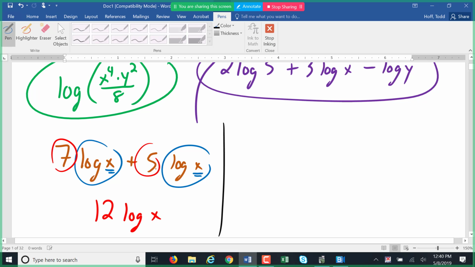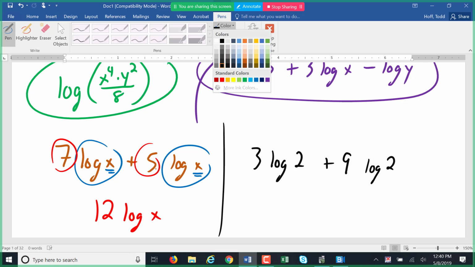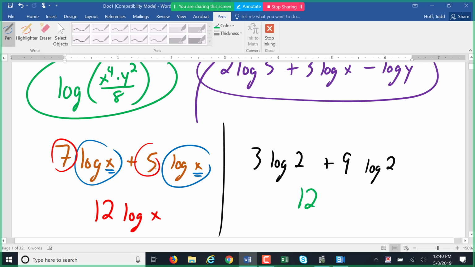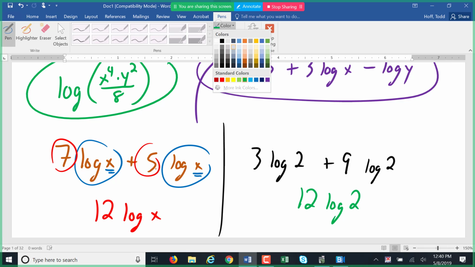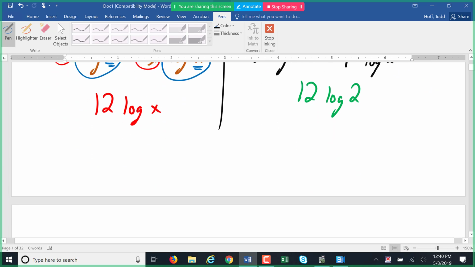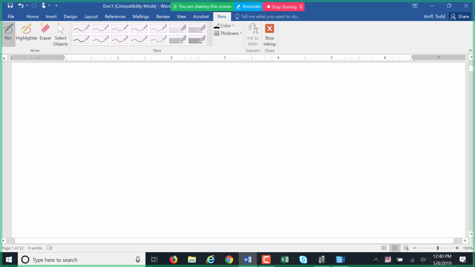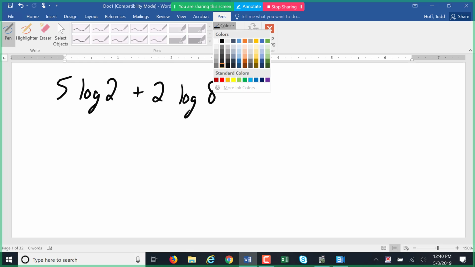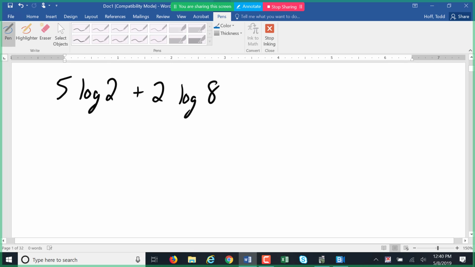And we can do the same if those logs are numbers. This might be 3 times log of 2 plus 9 times log of 2. Well, again, 3 plus 9, that's 12 log of 2. Well, looking at this one at first glance, log 2 and log 8 have different objects. Can't combine them, right?